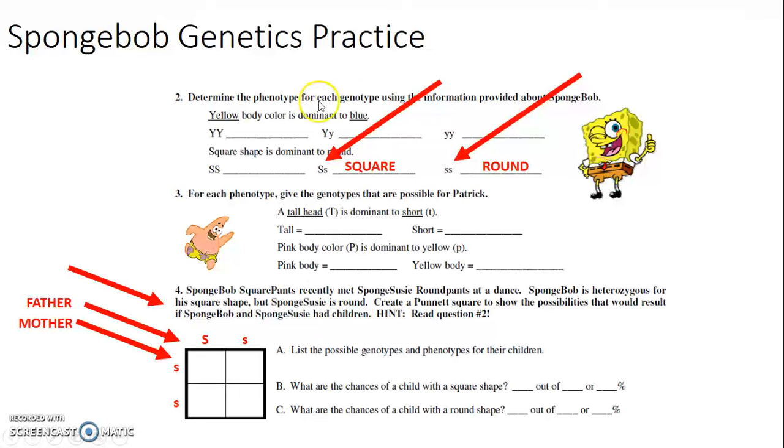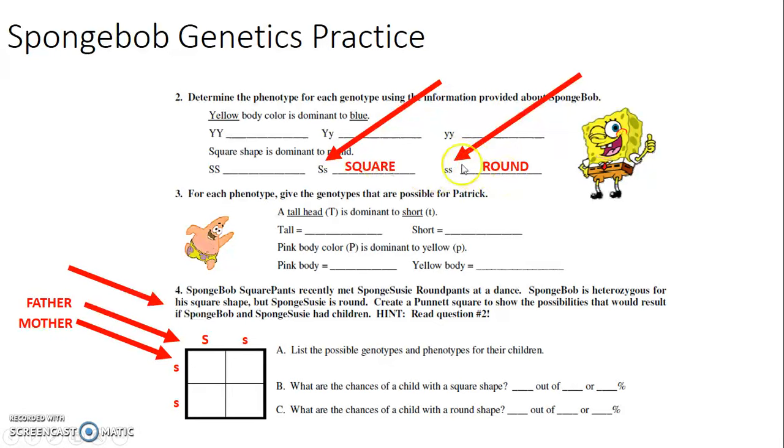In question number 2, you have to write the phenotype for each genotype. So here's a genotype, and you're going to write the phenotype. And so I went ahead and gave you these two. With a heterozygous genotype here, it says square shape is dominant to round. So because I have a dominant allele here, that means that this is square. And because I don't have any dominant alleles here, that means that this is round because it's all recessive.